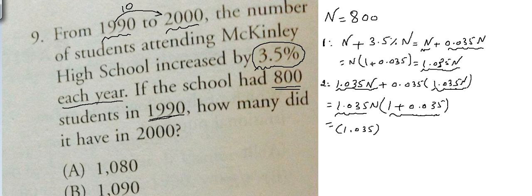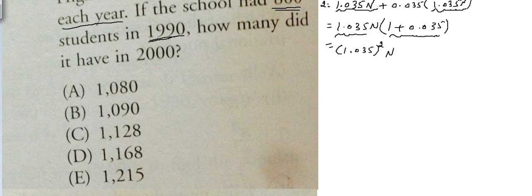So it is 1.035 to the power 2 times n. In the first year, as you can see, we got 1.035 to the power 1 times n. In the second year, 1.035 to the power 2 times n. In the third year, the same thing, but to the power 3. So what will happen in the 10th year, in the year 2000? The number of students will be 1.035 to the power 10 times n, and n is 800, what we started with.